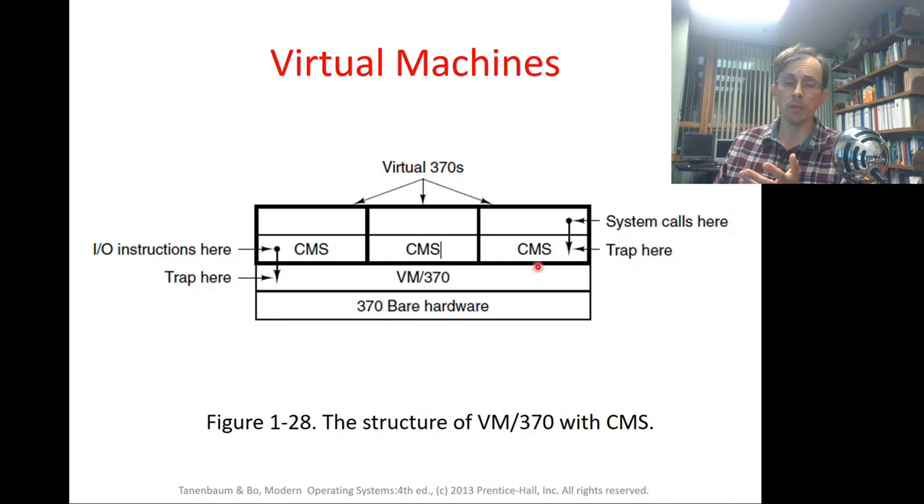One of these CMS units or virtual machines could then issue normal hardware I/O commands, and the virtual machine monitor catches it and runs it as though the machine has total control of that box, right? So it's just sort of simulating the real hardware.